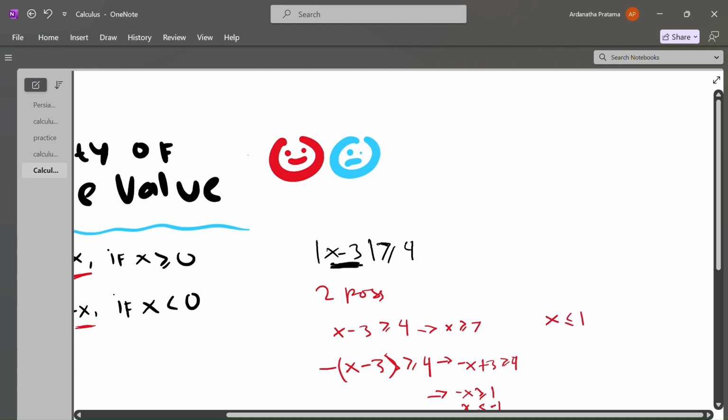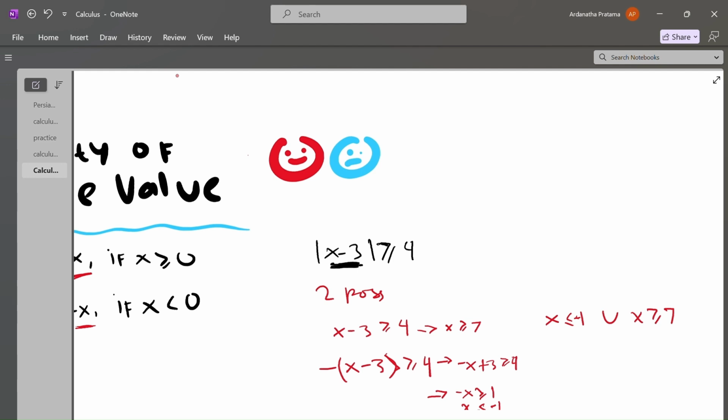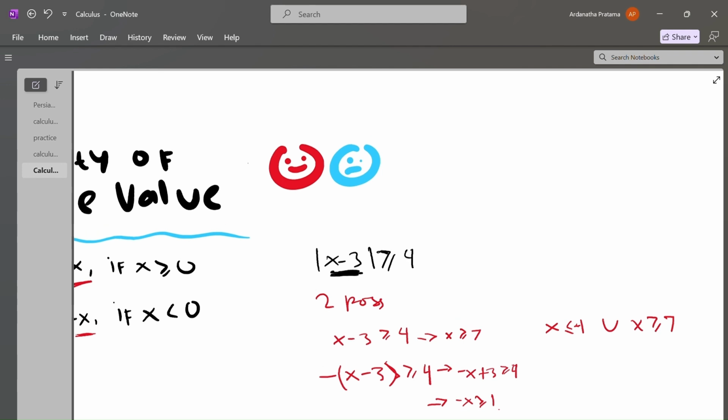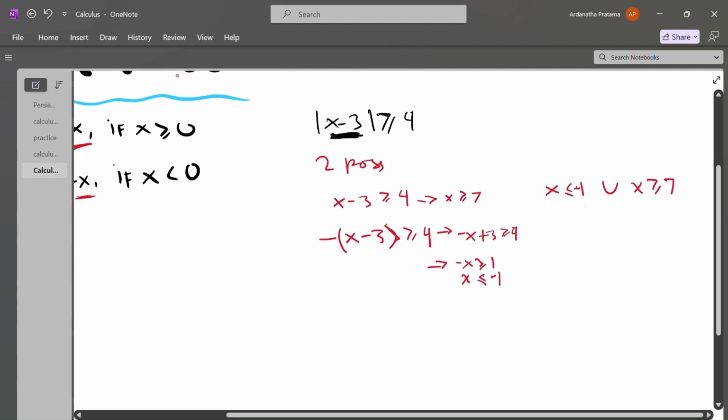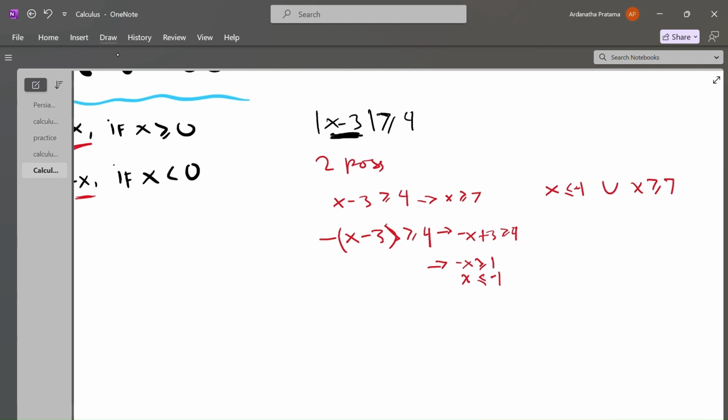And now we have the solution for this inequality. Our x is less than or equal to minus 1 and x is greater than or equal to 7. Sorry, I left the minus right here. So now we have to check the range of values of x. Does it satisfy the inequality or not? So let's start from x less than or equal to minus 1.